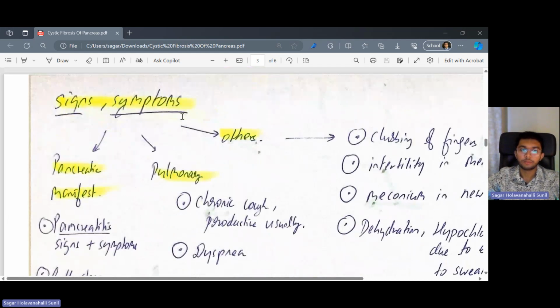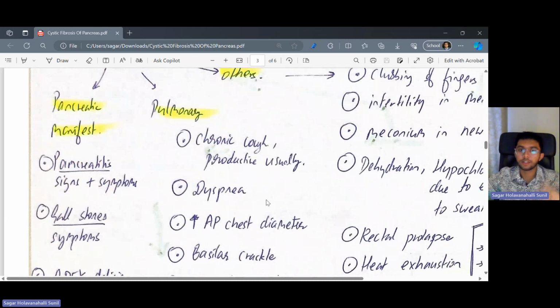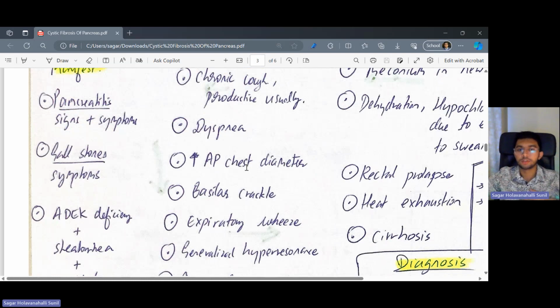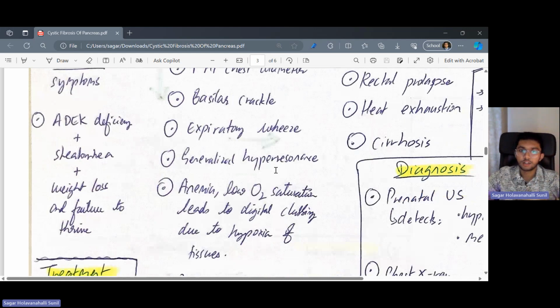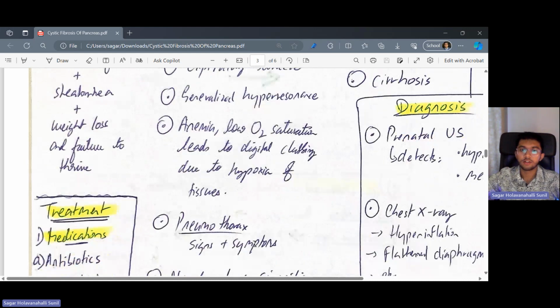Then you've got pulmonary problems, which is typically dyspnea, chronic cough, often productive. And also there's an increase in the anterior posterior chest diameter. There's crackles because of the deposition of mucus, usually in the basilar part. However, there's generalized hyperresonance, especially when you're doing percussion. Also, there's expiratory wheeze. Then there can be anemia and low oxygen saturation because of airway compromise. I mean, lung compromise. There can also be digital clubbing because of low oxygen saturation and hypoxia.